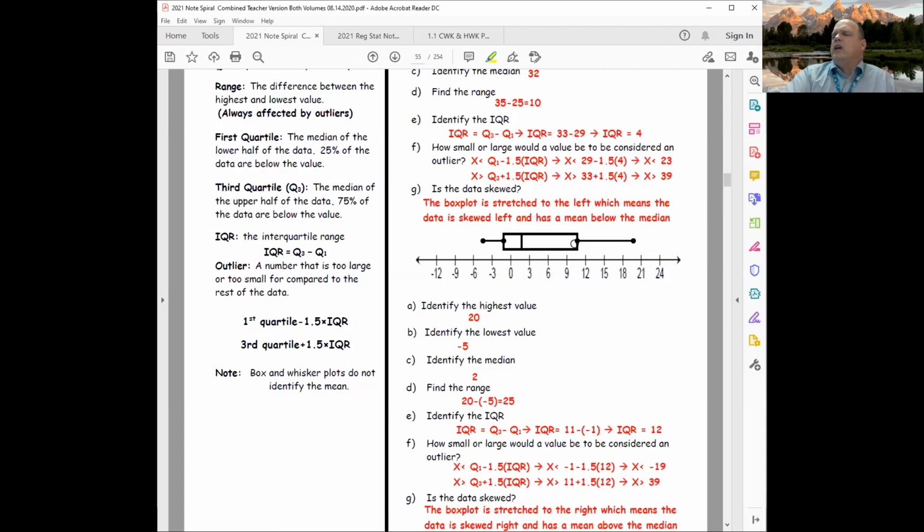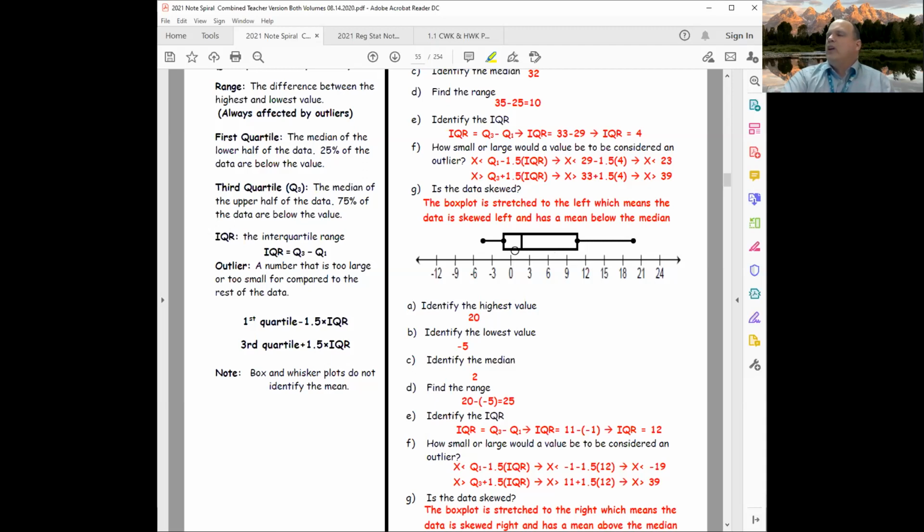The next one for the upper side, well, Q3 is approximately at 11. So Q3 plus 1.5 IQRs, or 11 plus 1.5 times 12. And that gives us a value of 39. So if we had a value above 39, we would have an outlier. 39 itself is not an outlier. So in this case, we have no outliers.